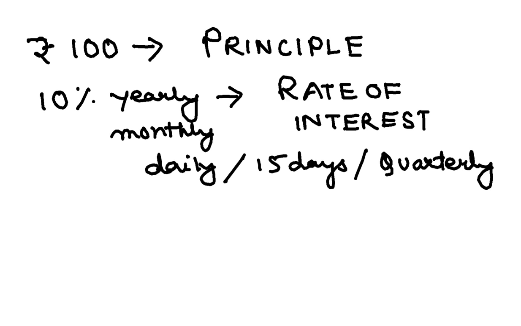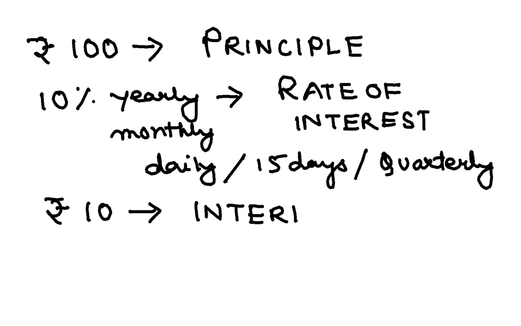Alright. So now the bank will pay you rupees 10. This 10 rupees is called the interest. So you are gaining interest of rupees 10. 10% is the rate of interest, by the way. Percentage means rate. And finally you got 110 rupees, 100 from your own money, 10 rupees from the bank. This is called the amount.